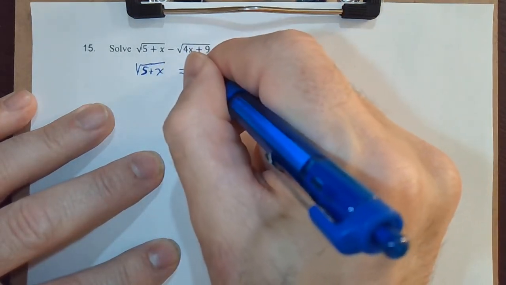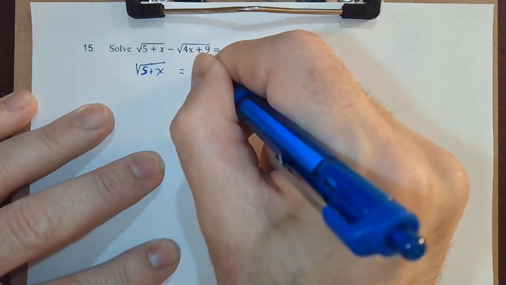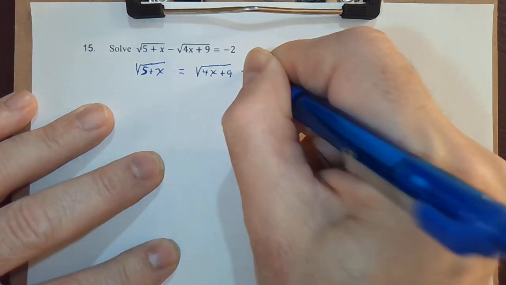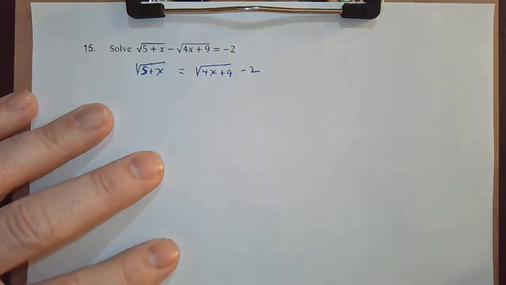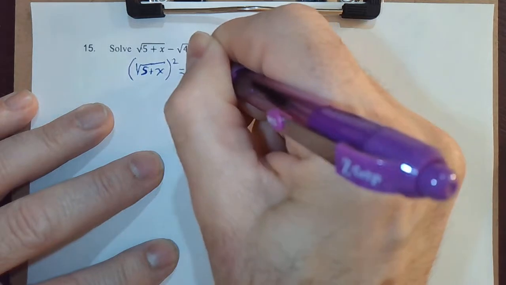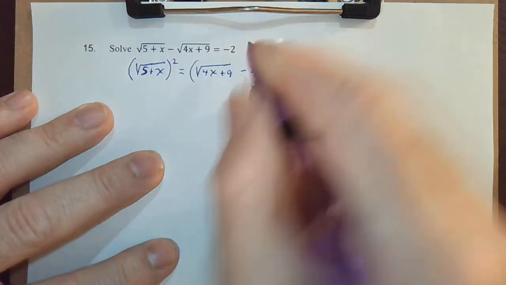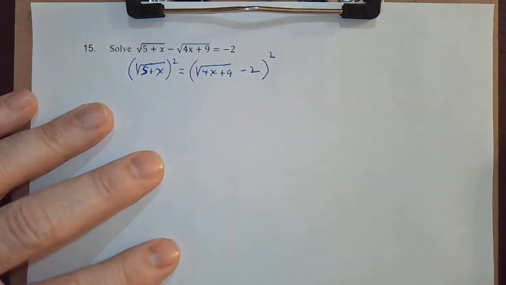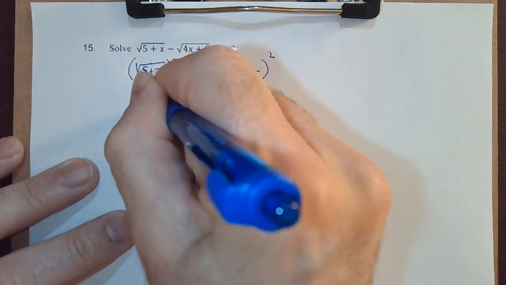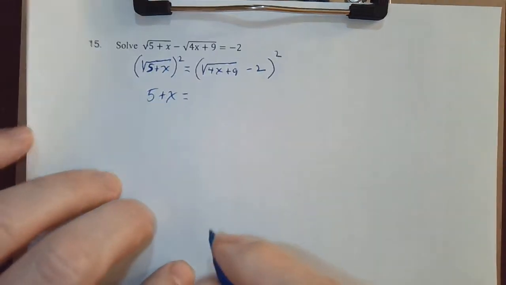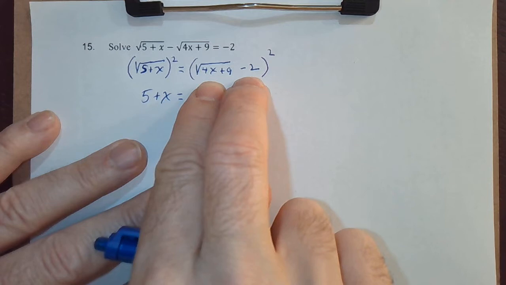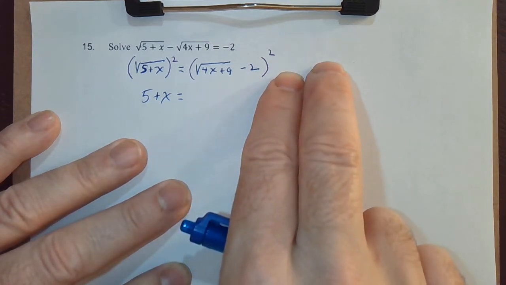Equals radical 4x plus 9 minus 2. So then to get rid of this radical here, we square both sides. And remember, we have to FOIL on this on the right-hand side. So the left-hand side is easy. 5 plus x. All right, now picture radical 4x plus 9 minus 2 written out twice, side by side.